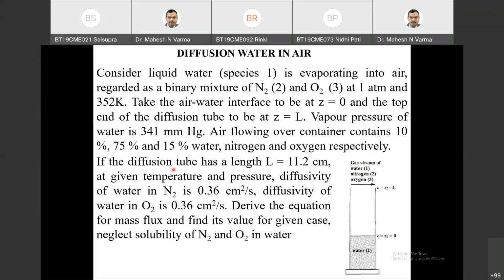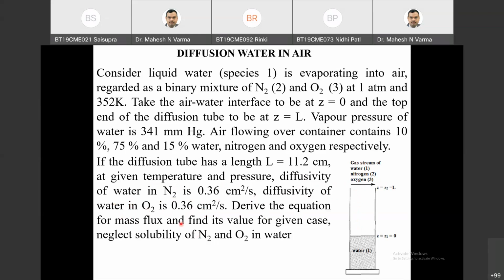If a diffusion tube has a length L equals 11.2 centimeters, note this is not the total length, this is the diffusion length, 11.2 centimeters. At the given temperature and pressure, the diffusivity of water in nitrogen is 0.36 and the diffusivity of water in oxygen is 0.36.